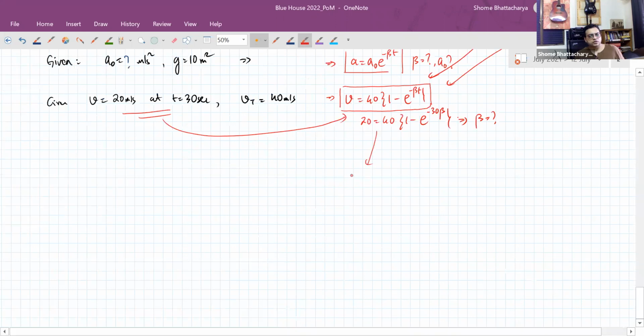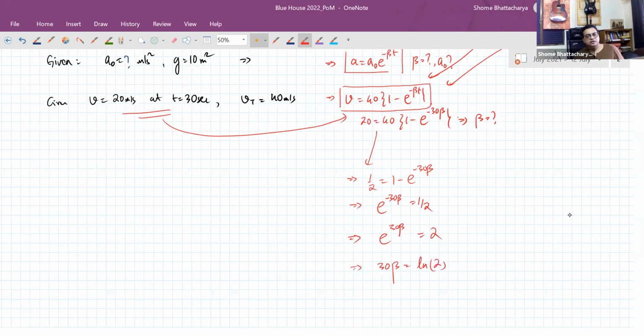So when we solve this, just take the 40 to this side. We'll get 1 by 2 is equal to 1 minus e raised power minus 30 beta. So that tells us that e raised power minus 30 beta is half, or if we invert this, e raised power 30 beta is 2. Now we can take ln on both sides, so 30 times beta is ln of 2.